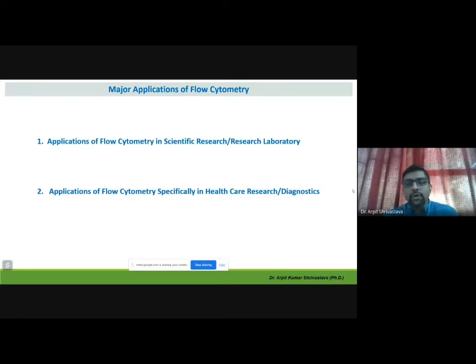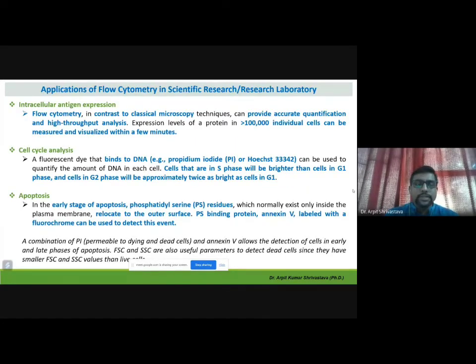So first I'll go for the first application of flow cytometry in scientific research in day-to-day life. If you want to pursue a PhD or something like that, then what kind of experiments are you expected to do in your research lab? First I'll discuss those. The first is intracellular antigen expression.